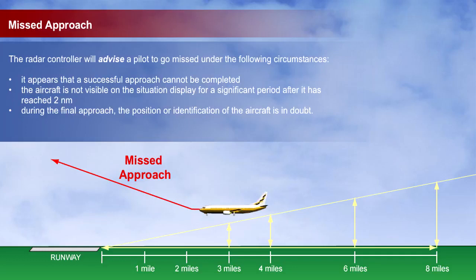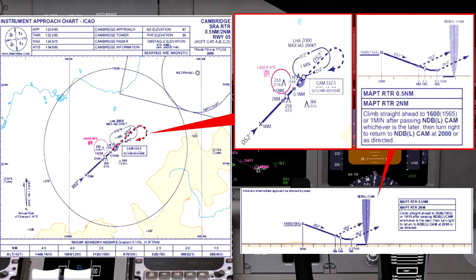The radar controller will advise the pilot to go missed under the following circumstances. It appears that a successful approach cannot be completed. The aircraft is not visible on the situation display for a significant period after it has reached 2 nautical miles. During the final approach, the position or identification of the aircraft is in doubt. Any instructions from the radar controller concerning a missed approach are to comply with the published aerodrome missed approach procedure.